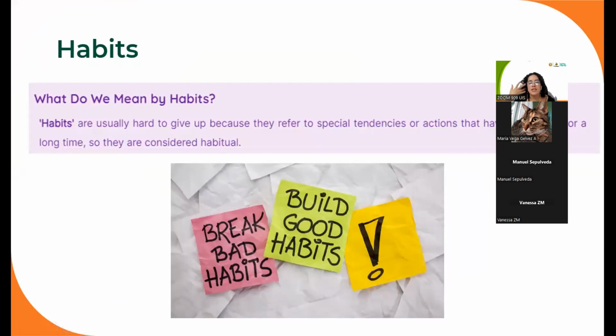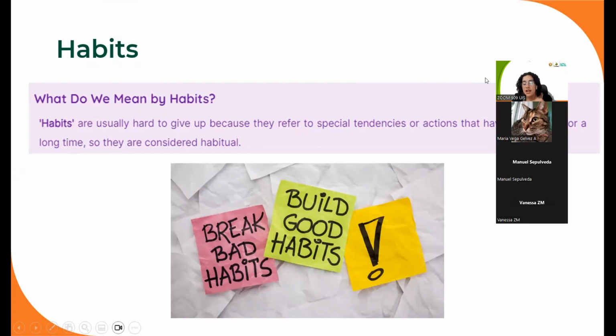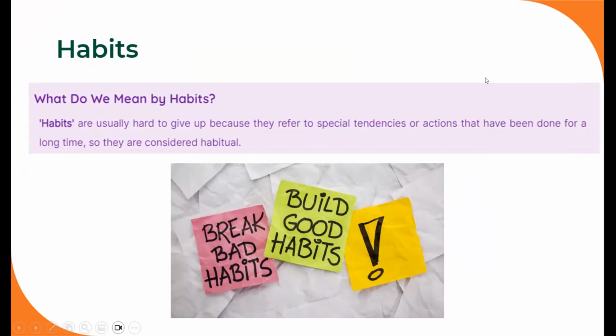So what is a habit? Habits are hard to give up because they refer to special tendencies or actions that have been done for a long time. So we consider them habitual, okay? So this is what we consider a habit, some action that is repeated over a period of time, right? It has been done for a long time.